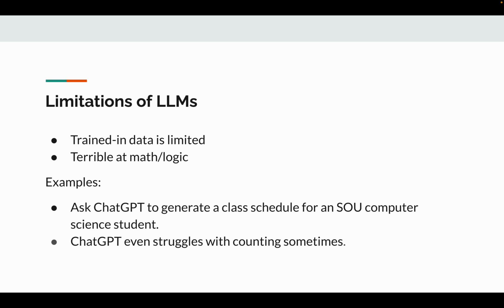LLMs themselves have a few limitations, which are probably well understood by people who use ChatGPT. The chief one is that they only know what was in their training data. As an example of this, if you ask ChatGPT to generate a class schedule for an SOU computer science student, it will simply hallucinate an answer as opposed to answering rationally because it doesn't know, it has no idea. The other thing that they're bad at is math and logic.